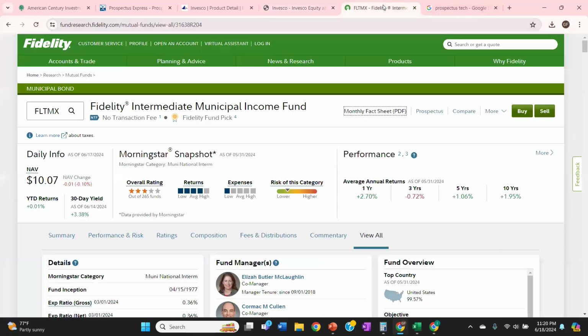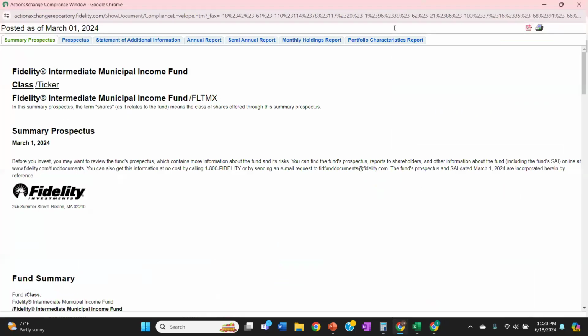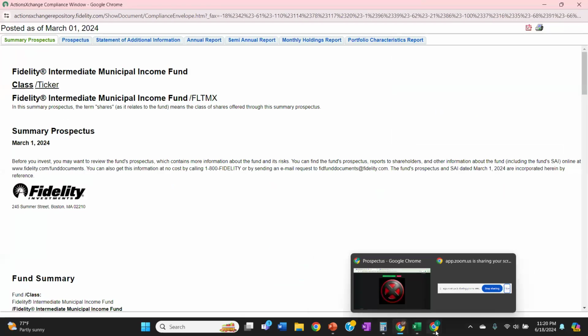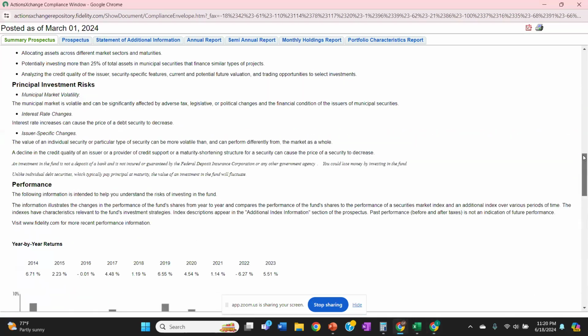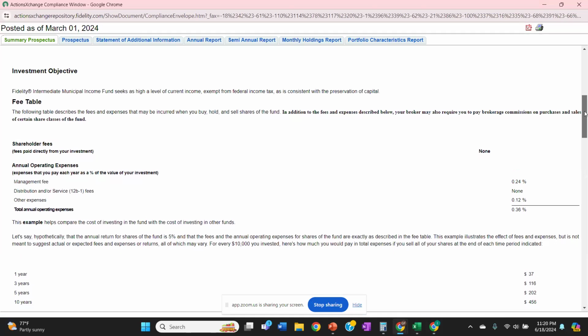All right, and then we'll go to Fidelity. This is their intermediate municipal income fund, their municipal bond fund. Again, fact sheet, small kids and stupid people, don't do that. Go to the prospectus, and then I'll see if this is sharing. Yes, it is. Okay, perfect. All right, and then again, objective: Fidelity Intermediate Municipal Income Fund seeks as high a level of current income exempt from federal income tax as is consistent with the preservation of capital.